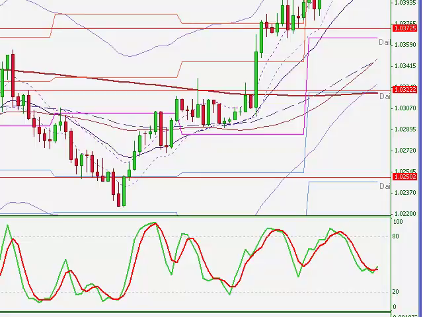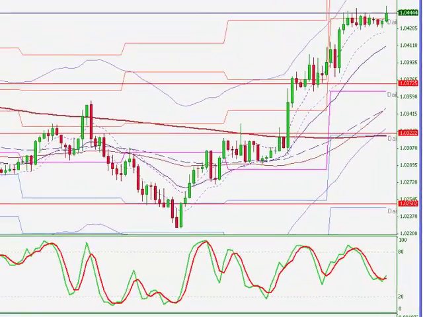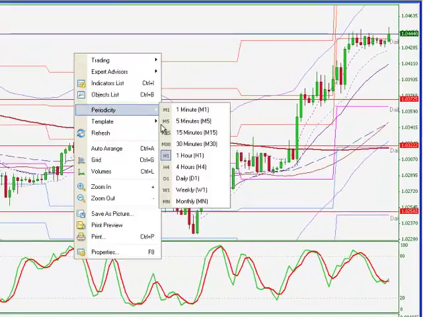So really we went with the trend, 2 trades on the Aussie dollar, and wanted to also point out the daily chart.